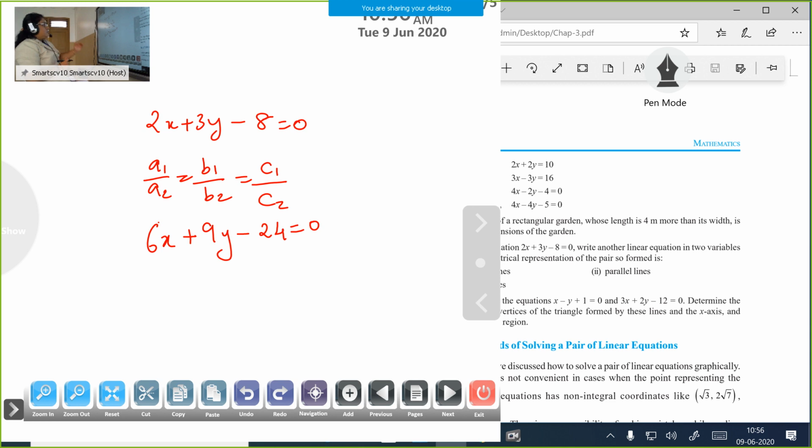Clear? Their ratio: a1 by a2 is 2 by 6, that is equal to 1 by 3. b1 by b2 is 3 by 9, that is equal to 1 by 3. And c1 by c2 is minus 8 by minus 24, which is also equal to 1 by 3. Therefore, the lines are coincident. Clear? This is the third example, coincident. Draw the graph. That is homework.